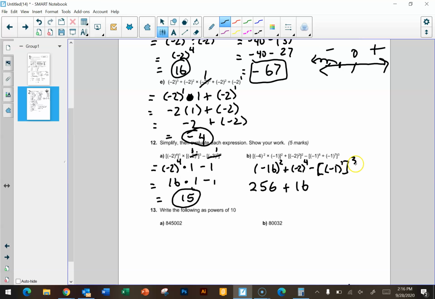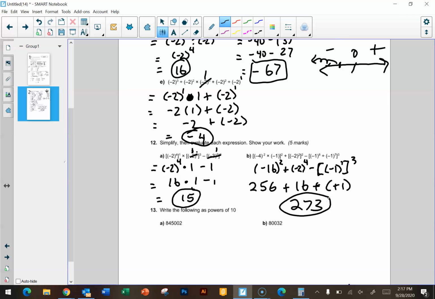Negative 1 to the power of 3 is still negative 1. So we've got minus, and then in here, negative 1. When you've got two minuses back to back like that, that's really just a plus. I'll make those both plus. So 256 plus 16 plus 1. 256 plus 16 is 272, plus 1 is 273. That's your final answer there.